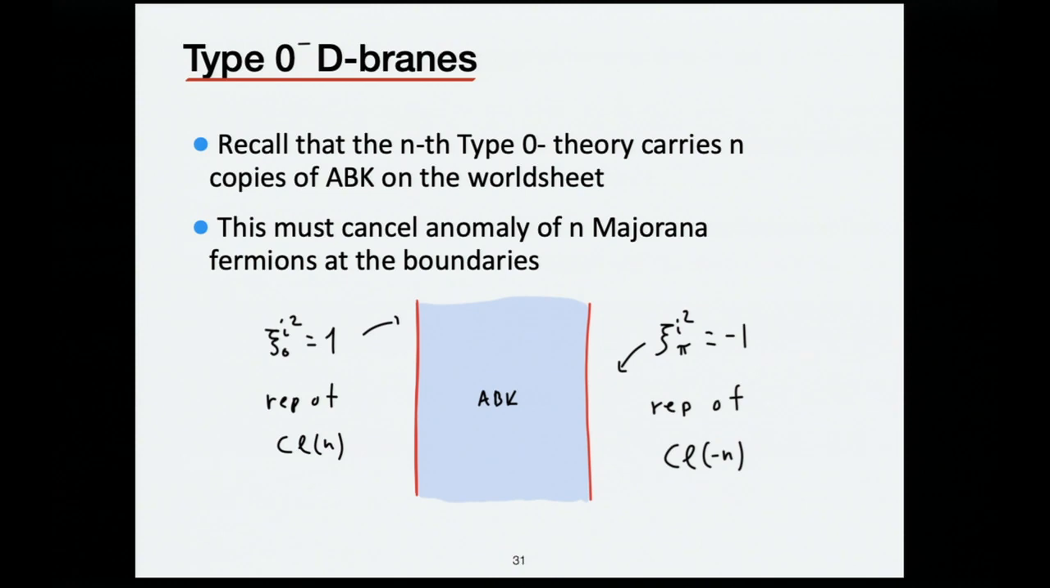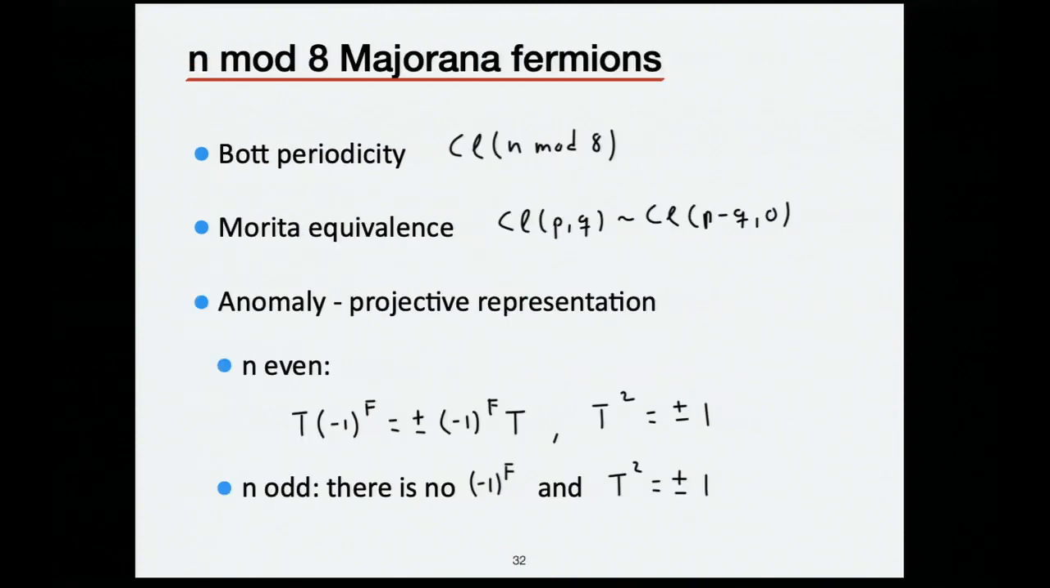So we know that eight is a limit, and this is related to many things that we know in math, like Bott periodicity. These Clifford algebras are only interesting mod eight. And also we know that if you have certain generators that square to one and certain generators that square to minus one, then the representations are equivalent to just taking the difference and making all of them square to one.